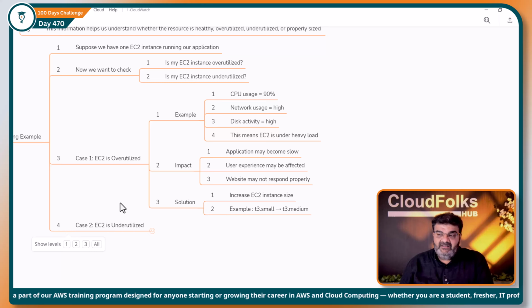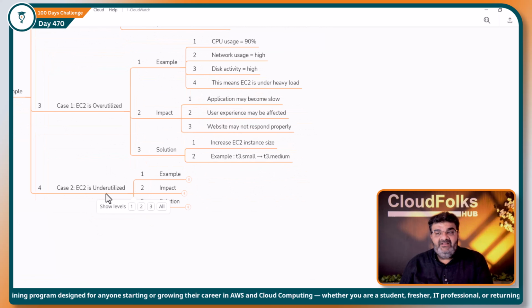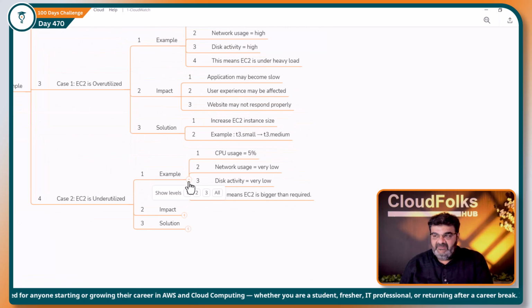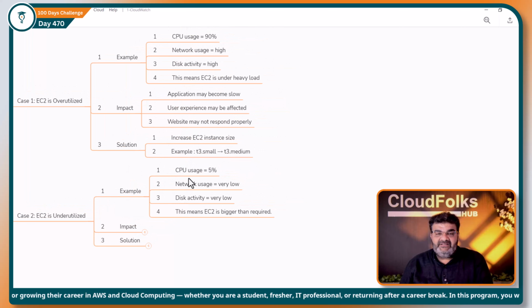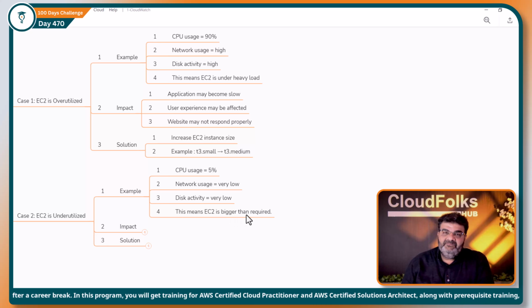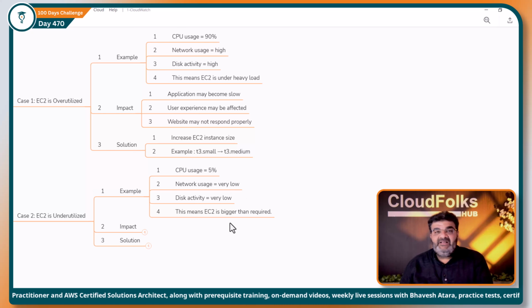There is a chance of a second possibility as well, which is called underutilized. If it is underutilized, look at that. CPU utilization is only 5%, network usage is very low, disk activity is very low. This means EC2 is bigger than required. Now you may have one question over here. Then what is the issue? The issue is financial loss.